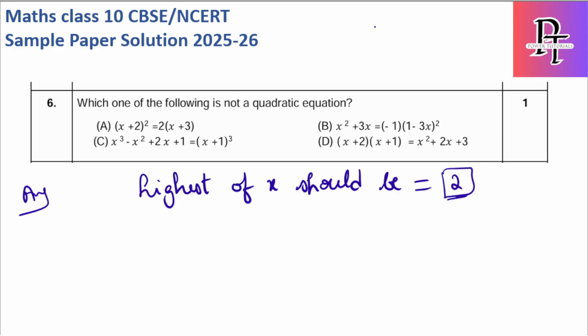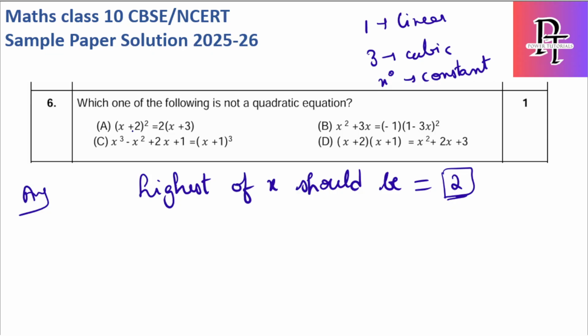Why? Because for highest power of 1, we call it a linear equation. If the highest power of x is 3, then we call it cubic. If there is no x, or x power 0, then I call it a constant. Okay, but here it is a quadratic equation, so definitely the highest power of x should be equal to 2. Let's see one by one and find which equation is not a quadratic, like which equation is not having the highest power as 2.